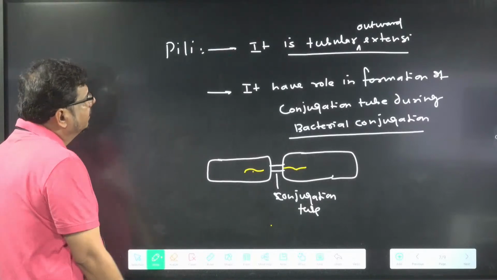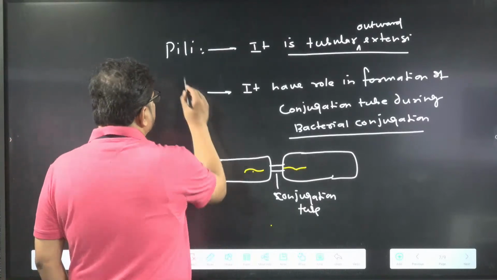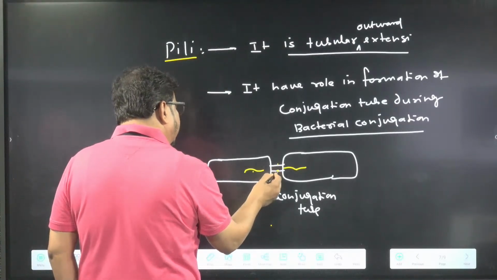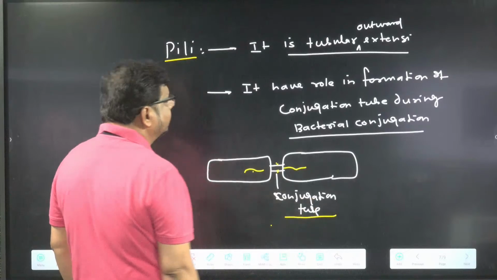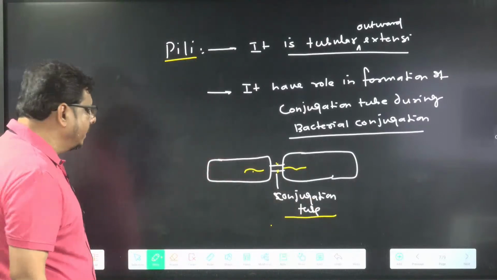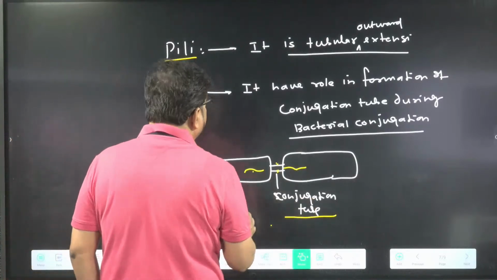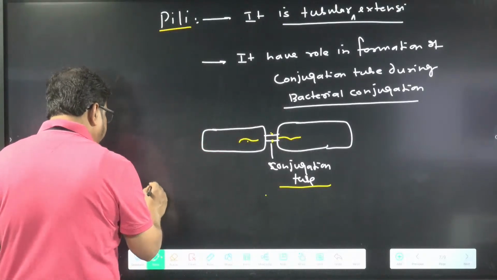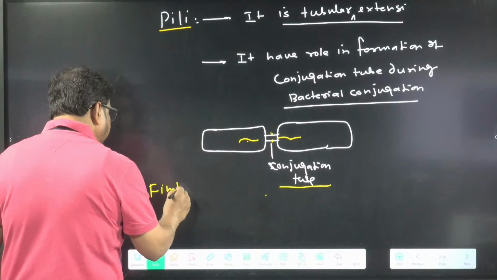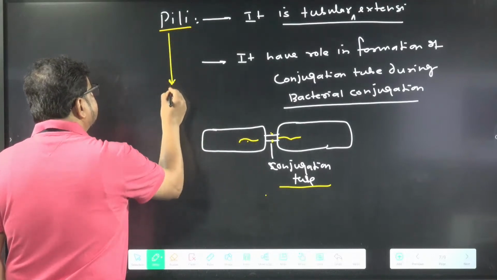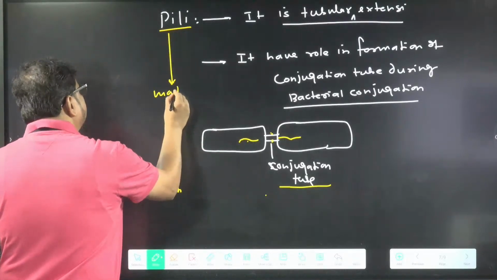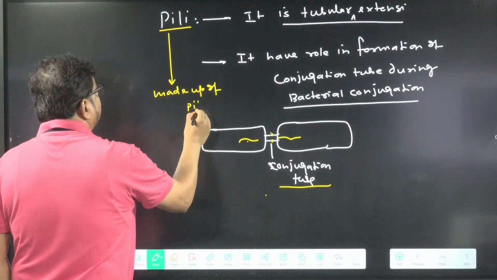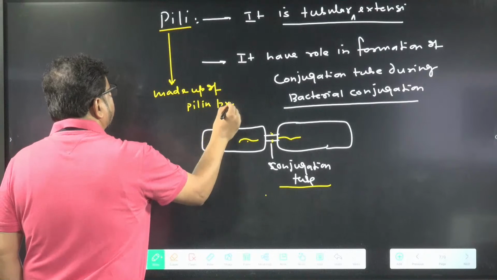Is it clear? Right? So this is about pili. These conjugation tubes are made up of pili. Understanding the idea or not? Clarity came in the mind. Now we are going to move ahead to fimbriae. This pilus is also a proteinaceous structure made up of pilin protein.